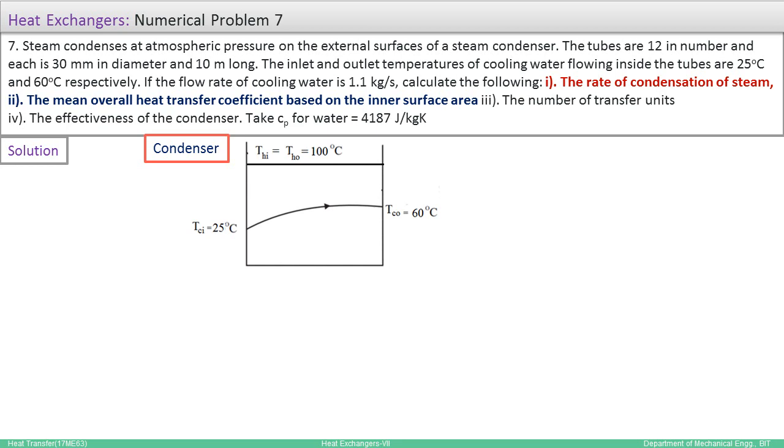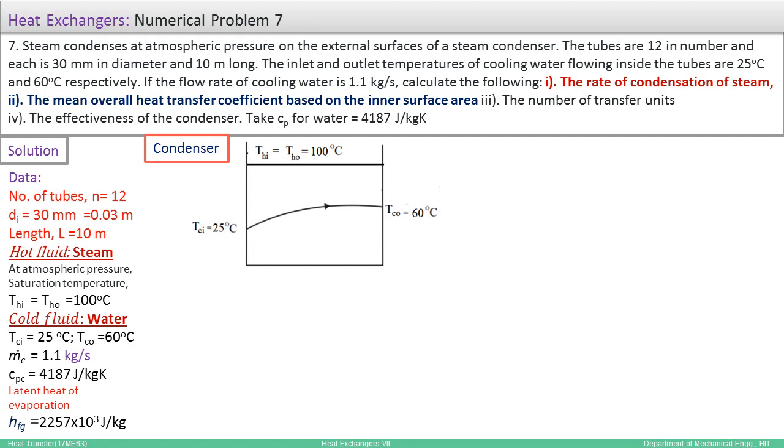For a condenser, the hot fluid temperature remains the same throughout, starting from the inlet to the outlet. So since it is given that steam condenses at atmospheric pressure, the corresponding saturation temperature of steam at atmospheric pressure is 100 degrees Celsius. This is at mean sea level, but we can assume it here. And now TCI is 25 and TCO is given as 60 degrees Celsius.